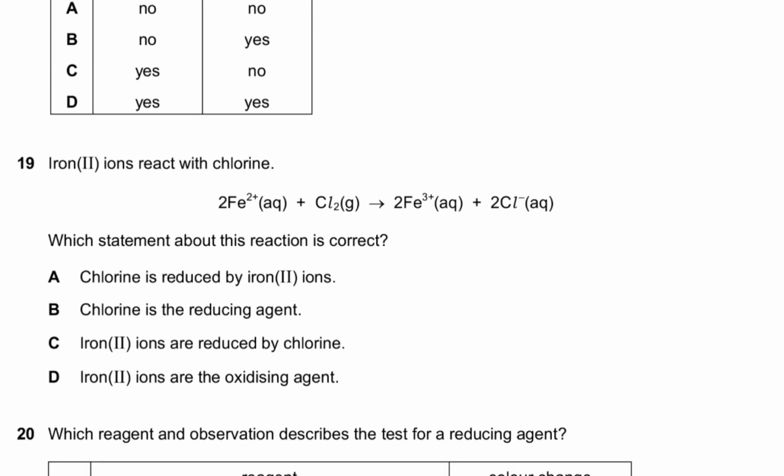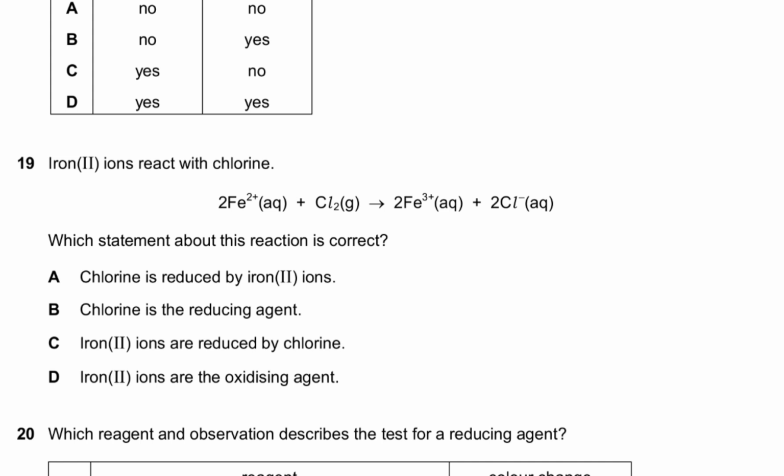So for 18, B option is correct. Iron 2 oxidation state ions can react with chlorine, and ferric ions are produced, and chloride ions are produced. And we have to go for the correct statement. Chlorine is reduced. Then chlorine is the reducing agent.